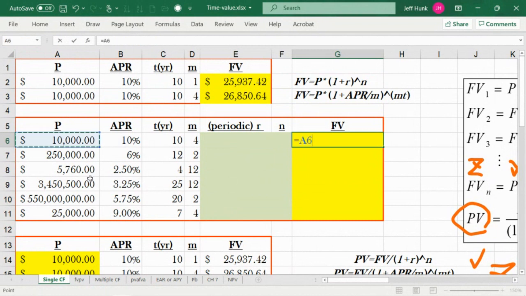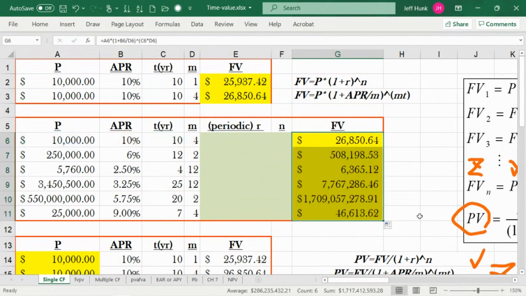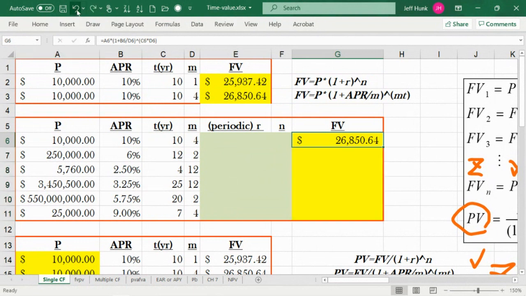For example, it's A times 1 plus APR divided by M raised to T times N. And then you can also simply drag it down. But that's not what we want to do here.